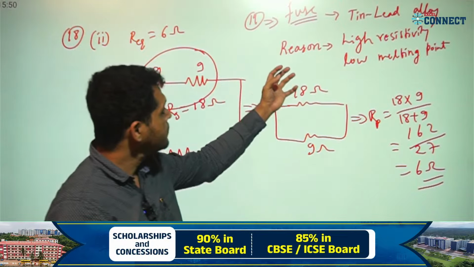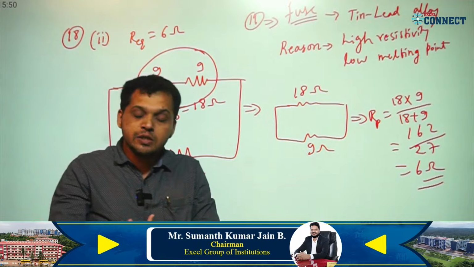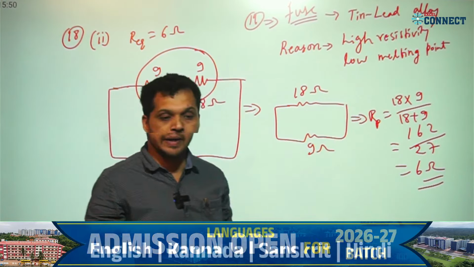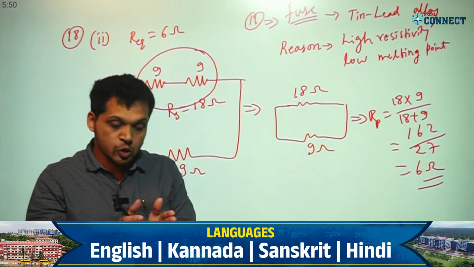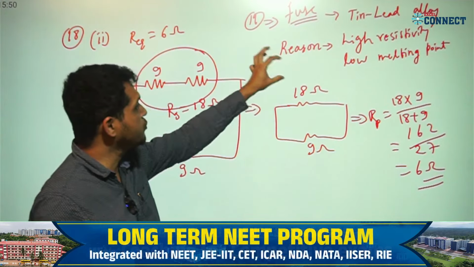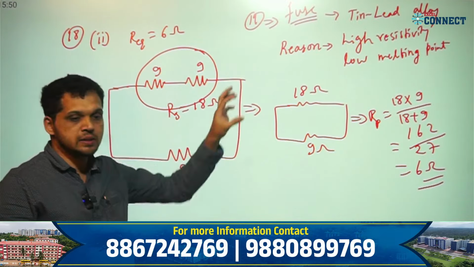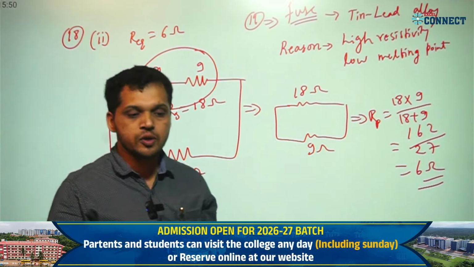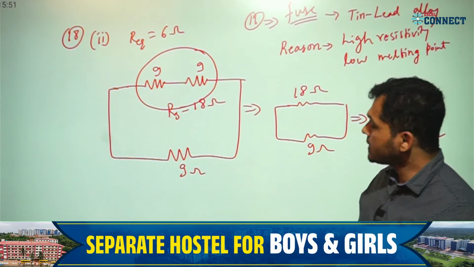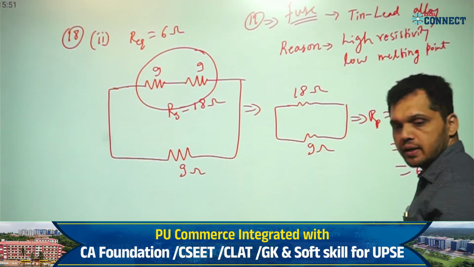Then what happens? As high current comes, because of higher resistivity, more heat will be produced. As heat is produced, because of the lower melting point, the fuse wire will melt, the circuit breaks, and it protects our costly equipment. That is the purpose of using a fuse. Hope you got this point: the application of a fuse, what kind of material is used, and the reason we use that material. Okay, hope you understood this.